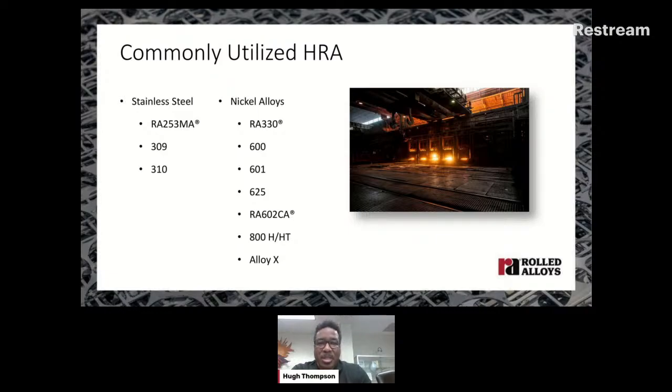Some common specialty high heat resistant alloys are going to be RA253MA, 309, as well as 310. Some common nickel alloys are going to be RA330, the 600 series alloys with their increasing levels of nickel and alloying elements, as well as 800H and HT that has additions of carbon, as well as Alloy X that was designed for marine applications as well as aerospace applications.